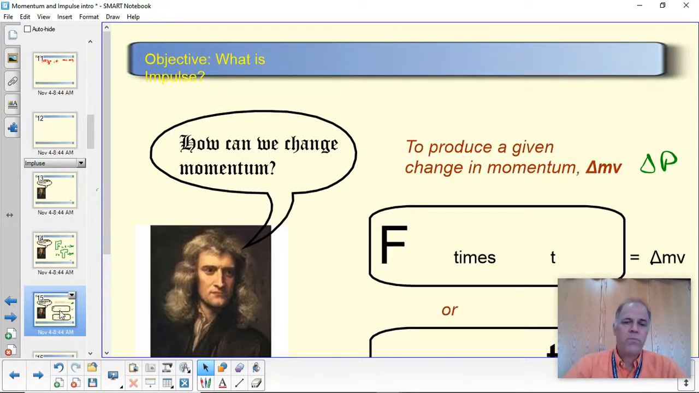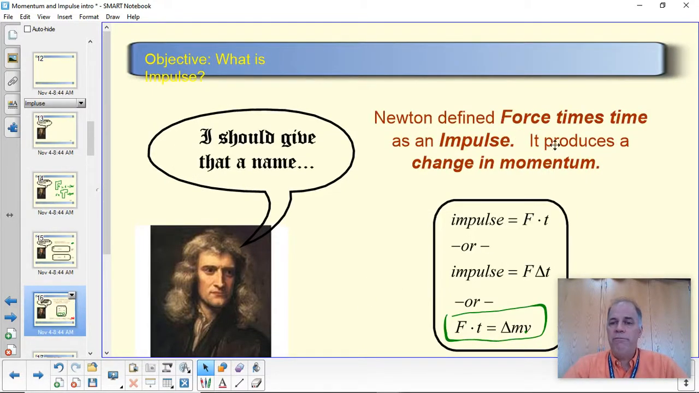Now, Newton defined force times time as an impulse. So applying a force for a period of time, that is applying an impulse to an object. Impulse is not force, it is force times time. And what that does is it changes the momentum of the object which is experiencing the force. Now, for this reason, we call impulse force times time, but we also call impulse a change in momentum. They all mean the same thing.